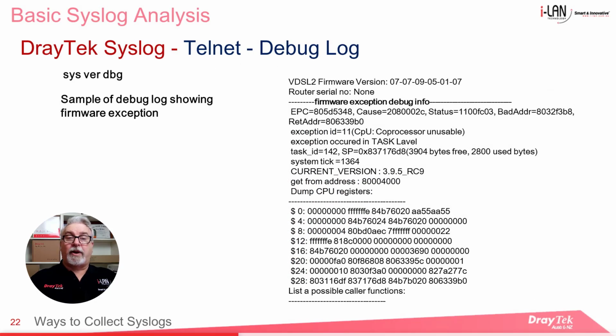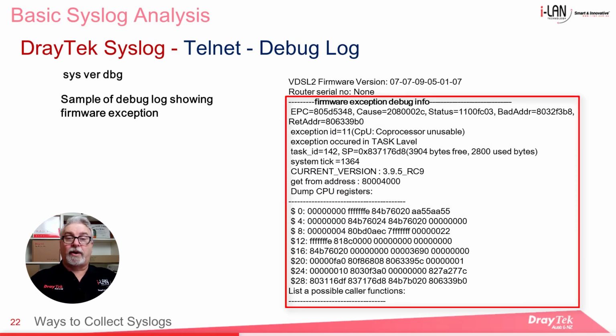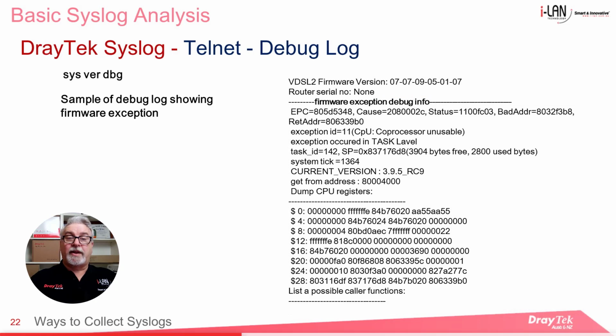But if there has been a crash, it creates a firmware exception log indicating which process caused the crash. These details are sent to DrayTek R&D for analysis and fixing the firmware if need be. This log is retained in the router after it is power cycled, but it is overwritten when another crash event occurs.